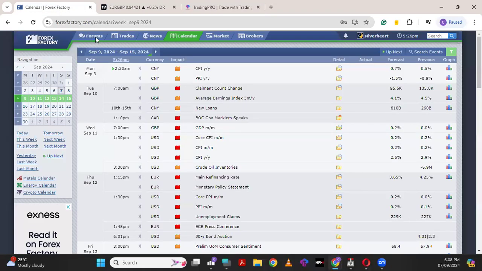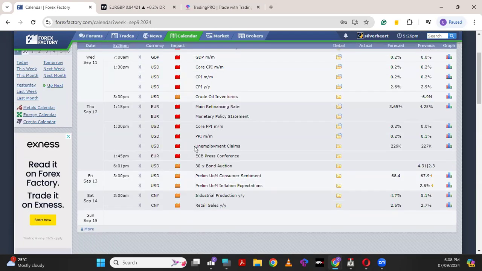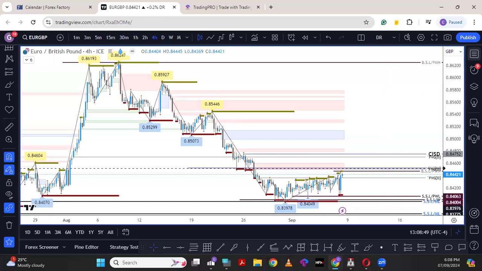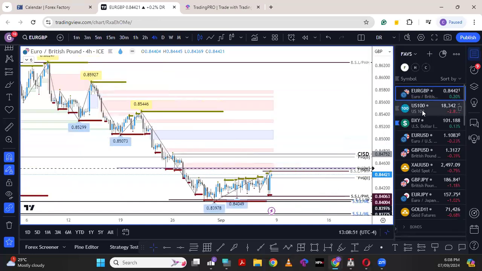So next, we're going to look at the economic calendar. Looking at next week, we have some high impact news, especially on Wednesday and Thursday. We have CPI for the US, GDP for the British pound, and monetary policy for the euro, and unemployment claims on Thursday for the dollar index. So those are the major news we have for next week. As always, we're going to start off with the Euro GBP, US 100, dollar index, Euro USD, GBP USD, gold, pound yen, and Euro yen.